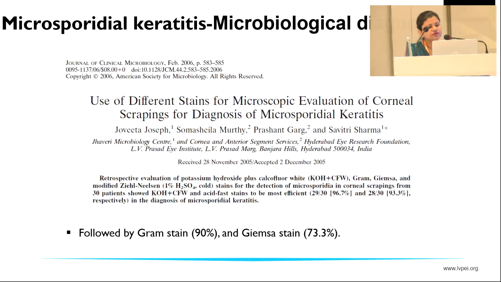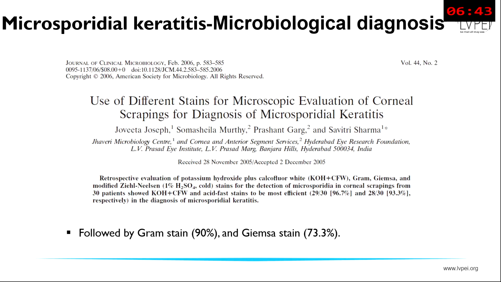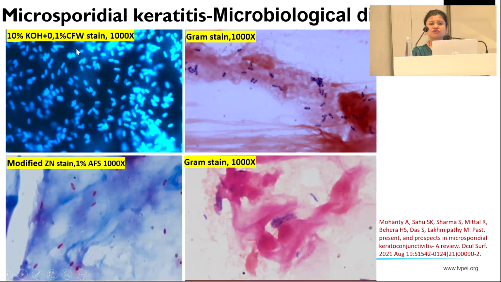Our group has reported that KOH along with calcofluor along with Giemsa staining has a sensitivity of 96.7%, followed by Gram staining and Giemsa staining. In this picture, you should always keep in mind the differential of yeast because they closely resemble, but the size of the spores is small, typically 2 to 4 microns in infecting humans, and they are also non-budding.